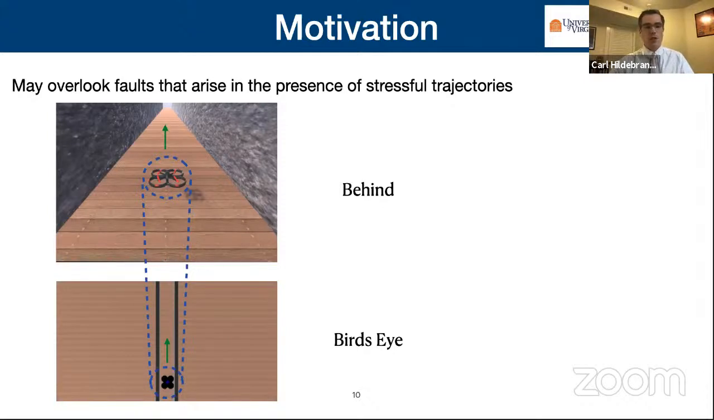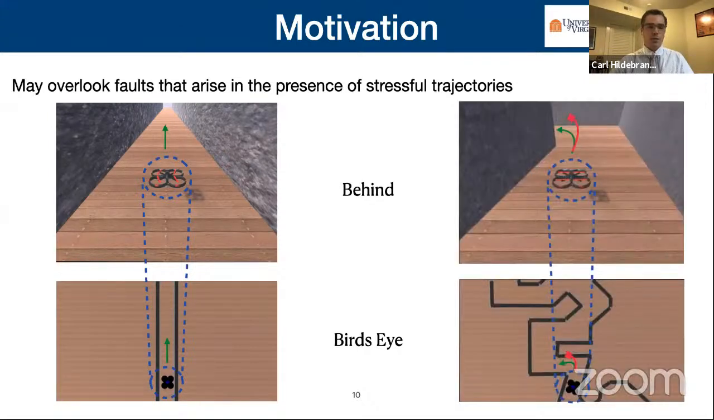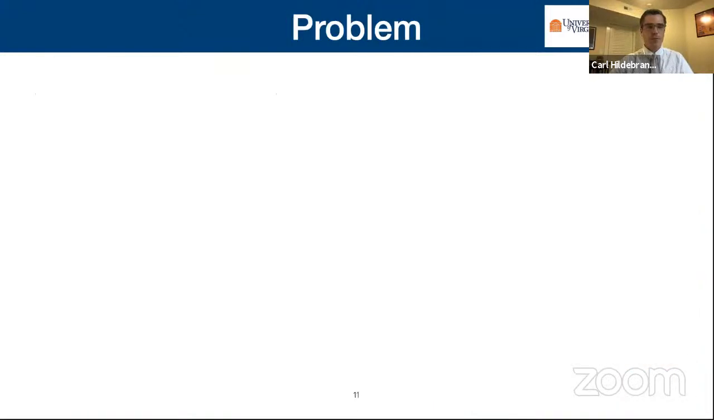We can see that the goal is to fly down this straight corridor, and the drone might pass this test with flying colors. These standard use cases are necessary to validate the robot. However, with the same drone placed in a corridor with a series of sharp, unexpected turns, you might find faults that only arise under these stressful conditions. Before we talk about what we did, let us formalize the problem.